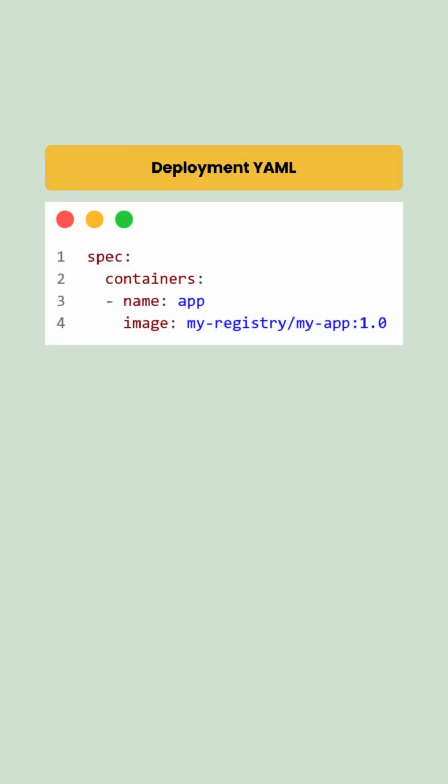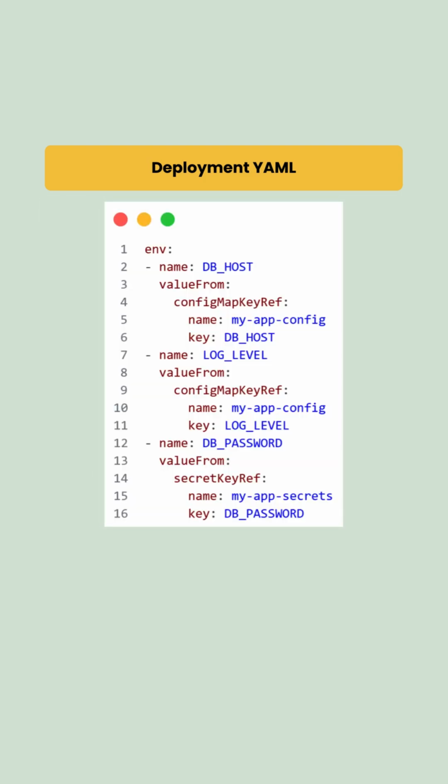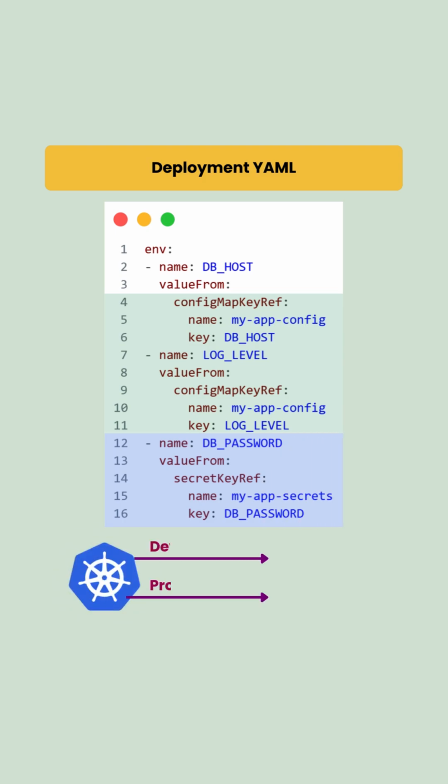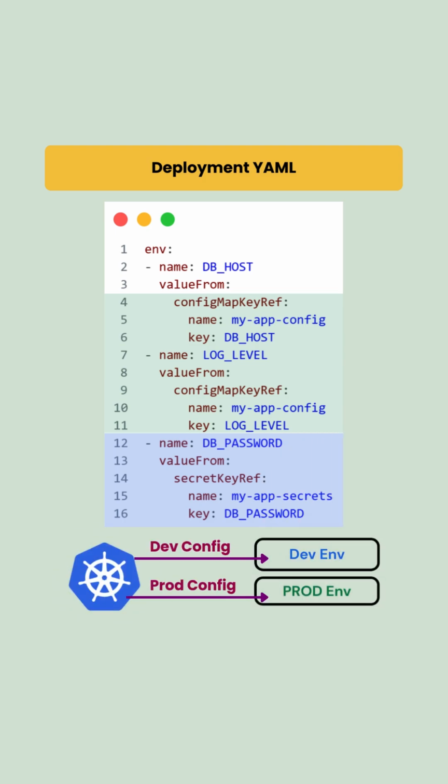Next, in the deployment YAML, nothing changes between environments because the application image is built once and reused everywhere. The deployment simply references the ConfigMap and Secret, and Kubernetes injects the correct values at runtime based on the namespace in which the deployment is applied. Like when deploying to production, we apply the environment-specific configuration and then deploy the application so it picks up the correct values.